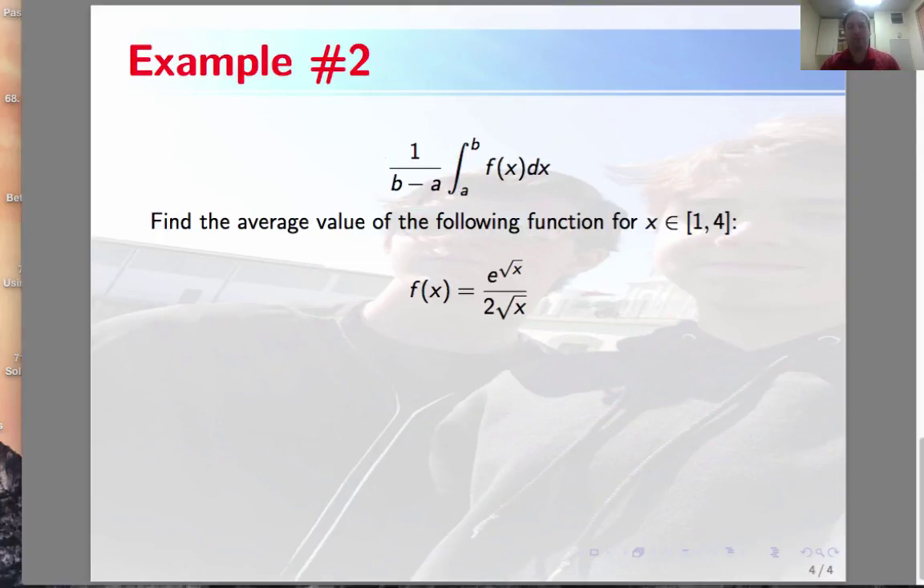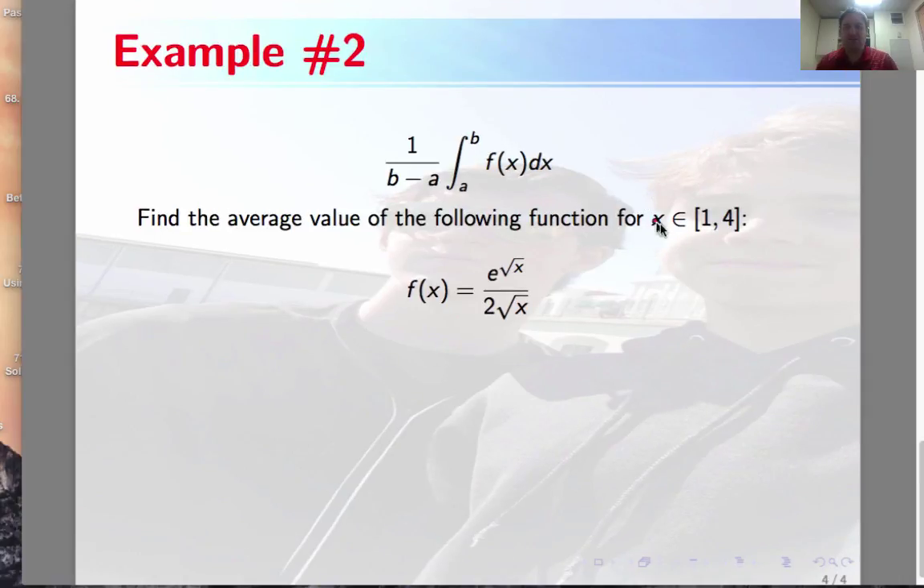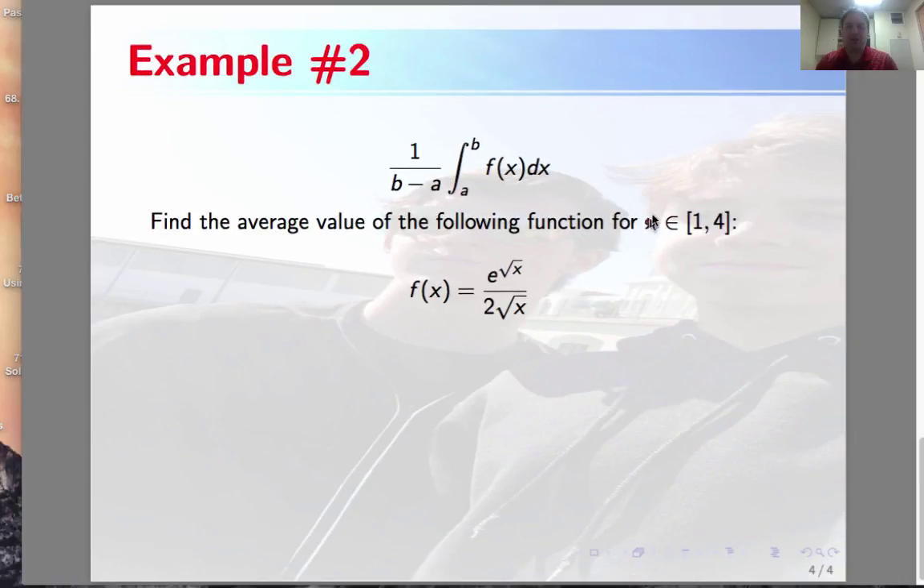Okay, let's do one more example together real quick. This is another way for me to write the interval. I think we talked about this earlier in the year. This part right here means x is an element of the interval 1, comma 4. Meaning that that's our interval. A is 1, and b is 4.